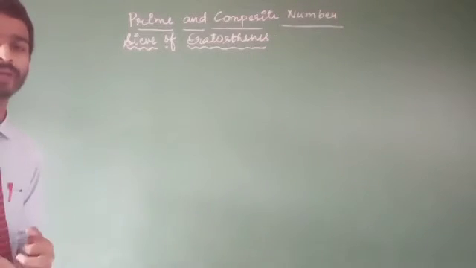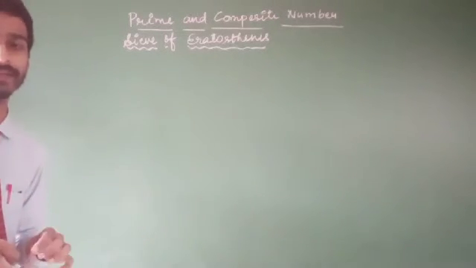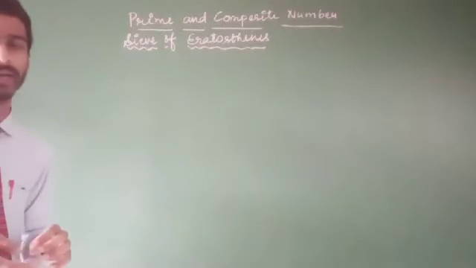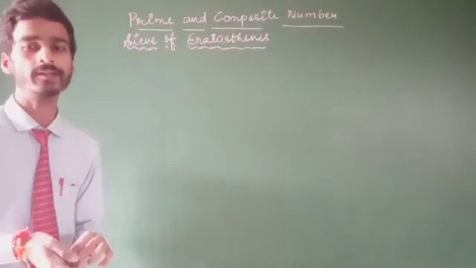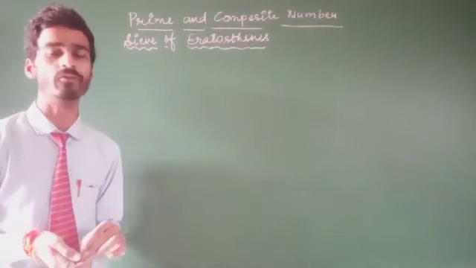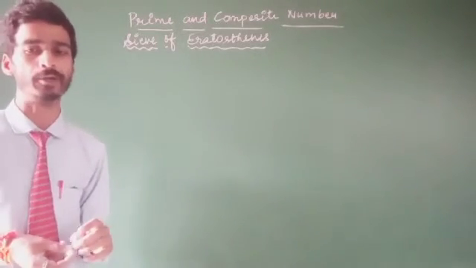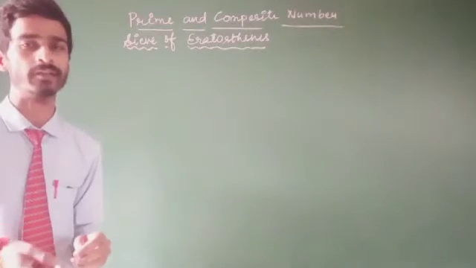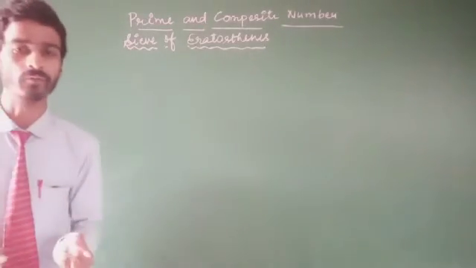Eratosthenes, a Greek mathematician, developed a method for finding prime numbers by removing multiples. The method is known as the sieve of Eratosthenes. Let us find the prime numbers between 1 and 30 by this method. The steps are the following. Once again, listen carefully.